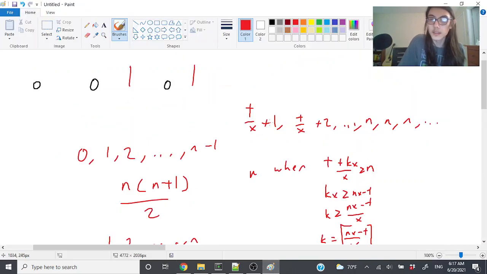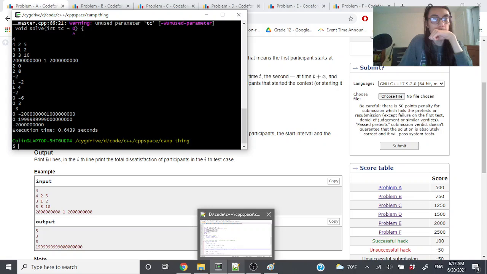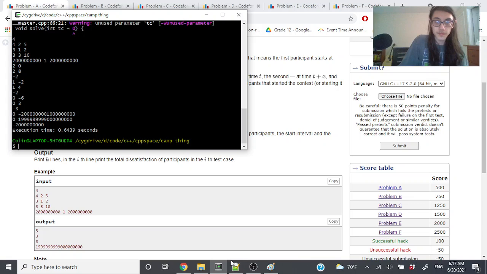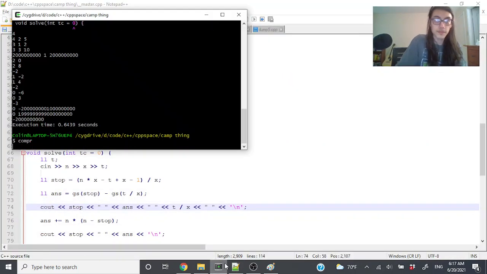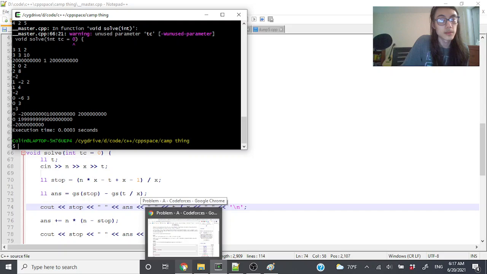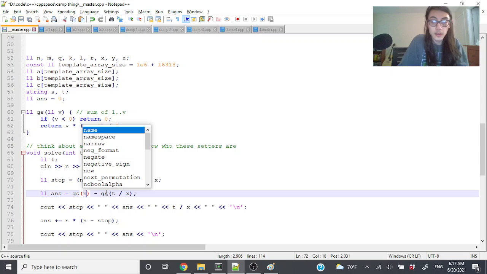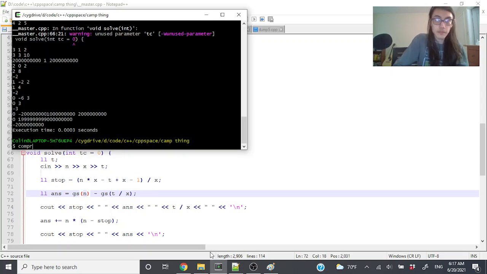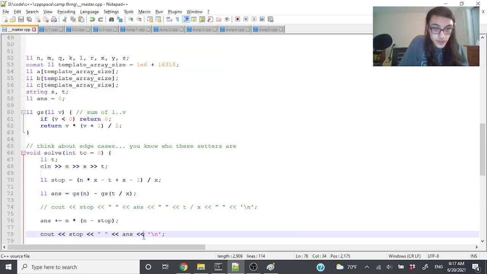Essentially, I'm taking the sum from 1 to n and then subtracting the sum from 1 to t over x so that we're left with only this. So why is that not doing anything? 202. That is 2. Stop is also 2. Oh, this should be n. That's why. Okay, that makes sense.